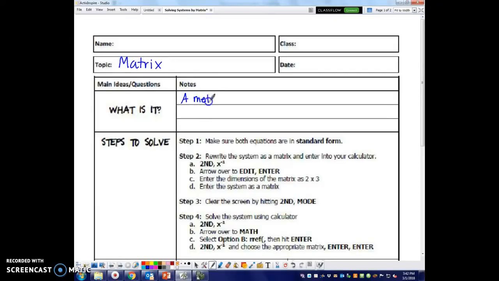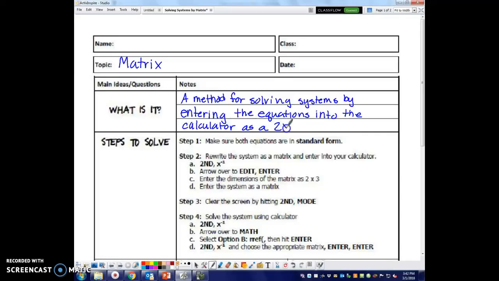A method for solving systems by entering the equations into the calculator as a 2x3 matrix.